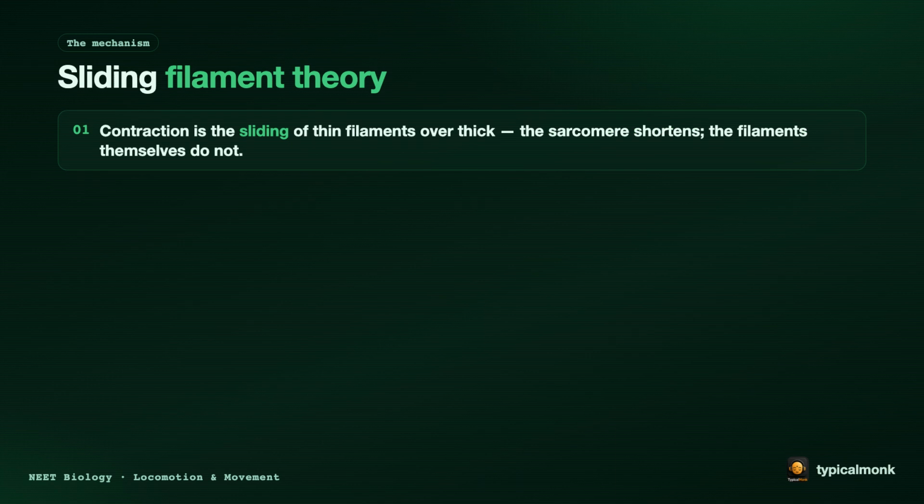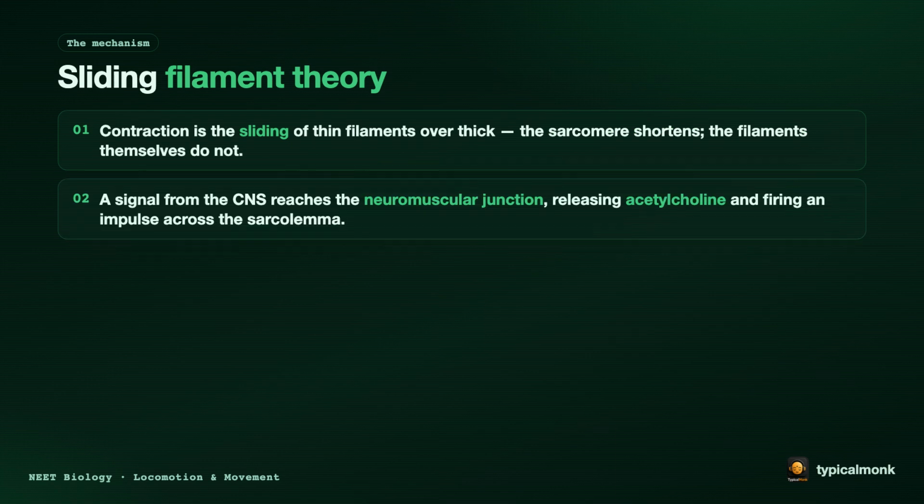Now the heart of this chapter, the sliding filament theory. Contraction is really the sliding of thin filaments over thick. The sarcomere shortens. The filaments themselves do not.